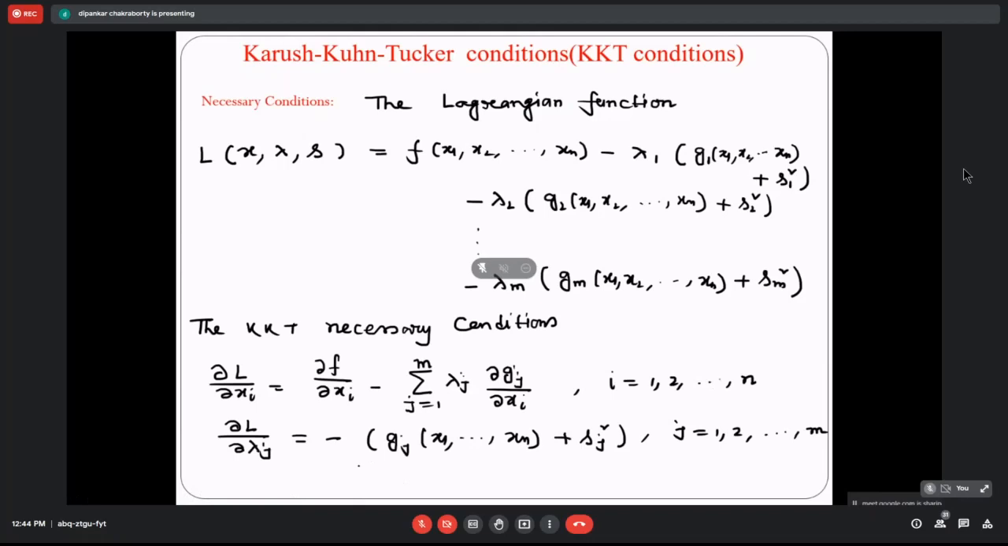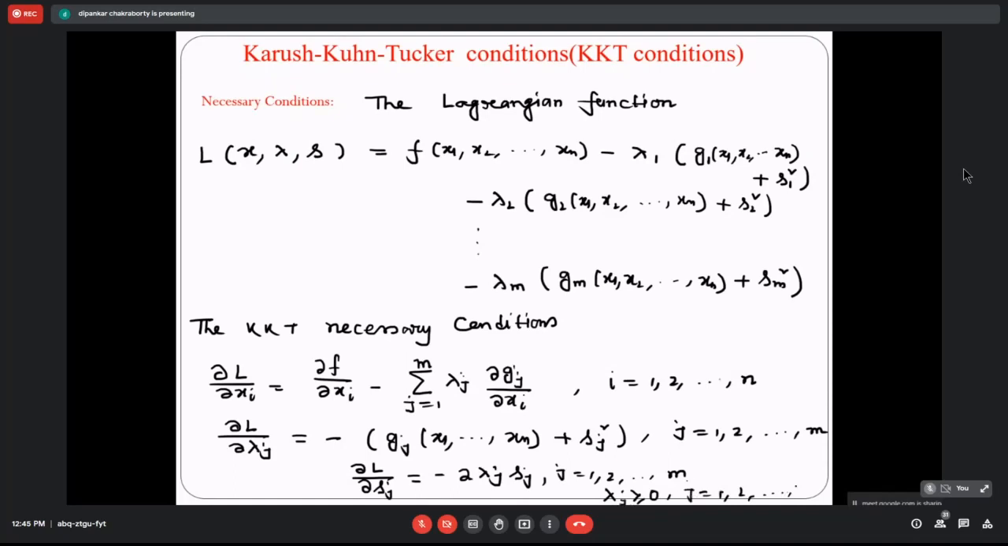And another partial derivative will come because of the another variable s. So del L del sj is going to be what? Minus 2 lambda j sj, and this is going to be true for j equal to 1 to m. Additional constant, what you are going to consider here, that lambda j should be greater than equal to 0, for j equal to 1 to m.